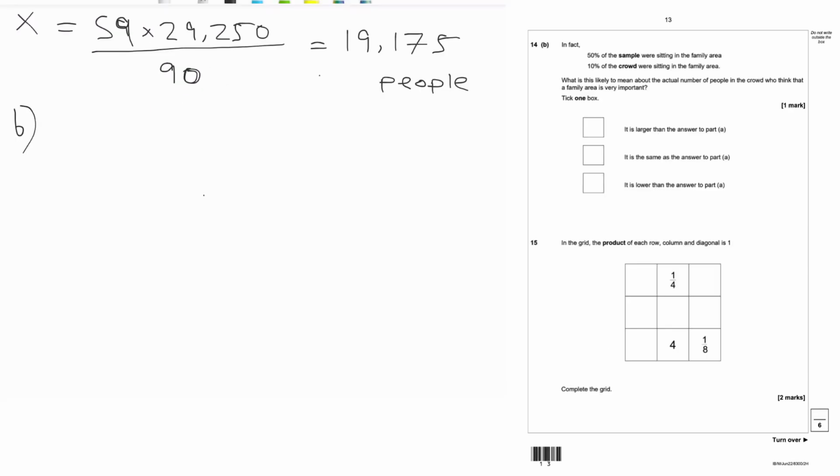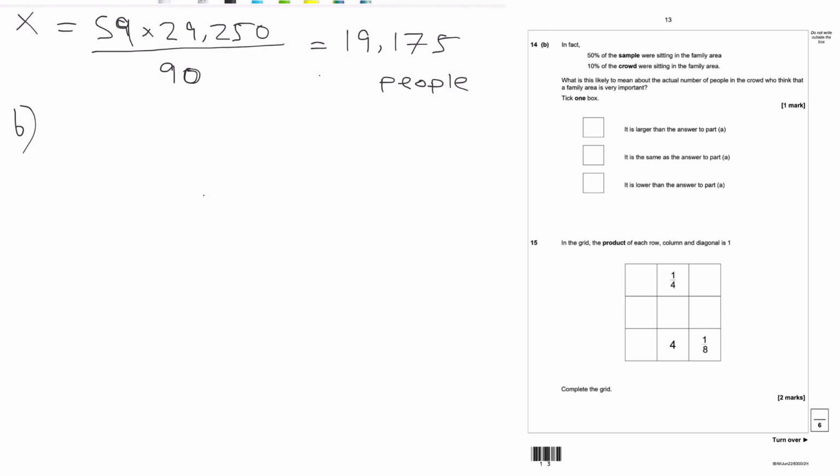Now, part B to this informs us that 50% of the sample was sitting in the family area, but only 10% of the actual crowd was sitting in the family area. Now, what this boils down to is that the sample is not representative of the crowd. And anyone who's sitting in the family area is going to be more likely to think that the family area is a very important idea. So what this means is we've overestimated, based on our sample, the number of people who are likely to actually think that the family area is a very important idea.